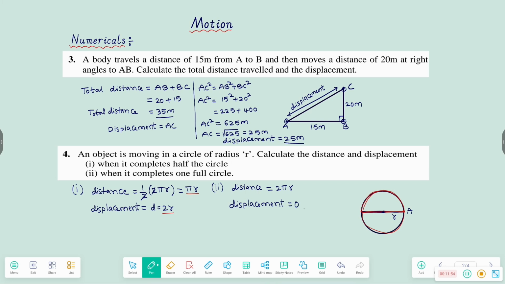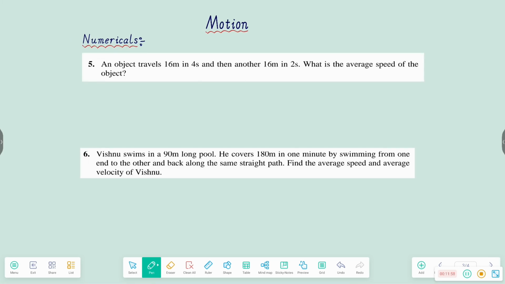Hope you understood this. Now coming to a few more problems. An object travels 16 meters in 4 seconds and another 16 meters in 2 seconds. What is the average speed of the object? Here we have to find average speed or average velocity. Here they are asking for average speed.